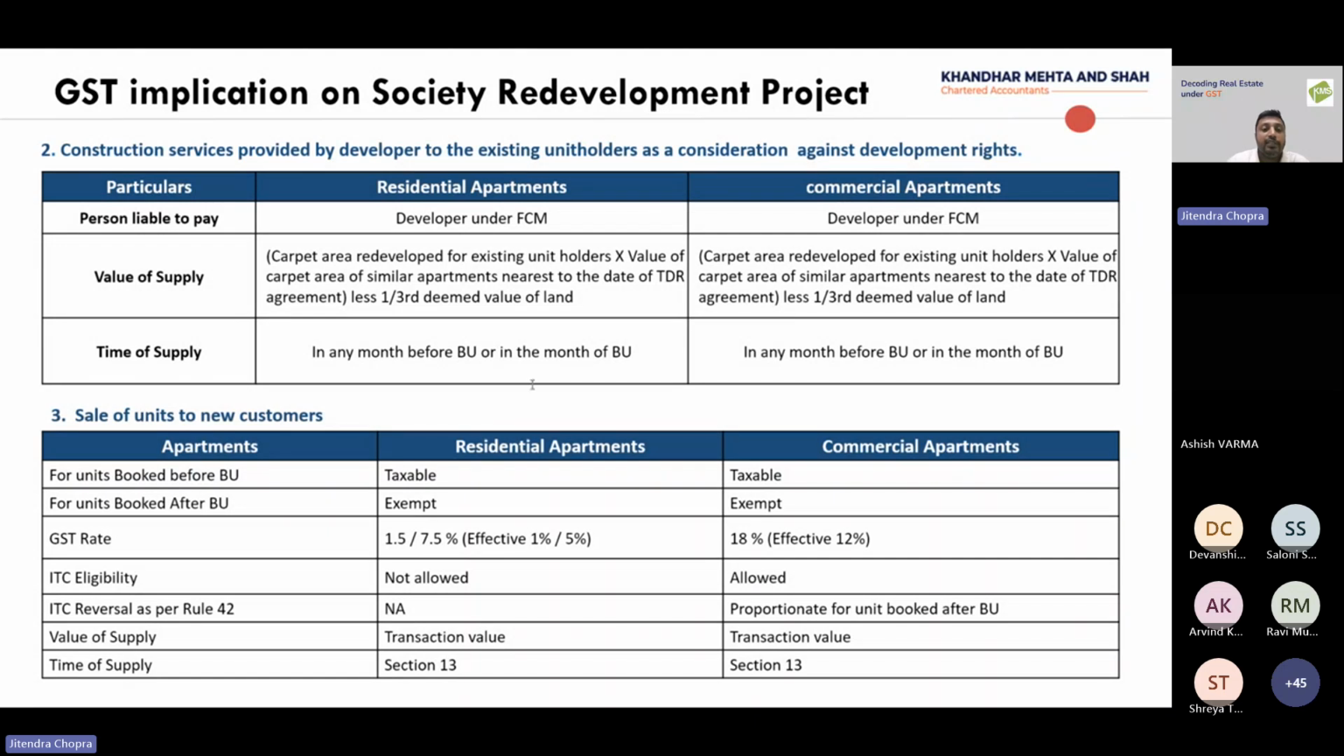And the last transaction in a redevelopment project is sale of additional units to new customers. So this part is relatively straightforward. Before RERA, is it taxable? After RERA, it is exempt. Residential 1 or 5% and commercial like 12% effective. But commercial projects may also require Rule 42 reversal for post RERA inventory.